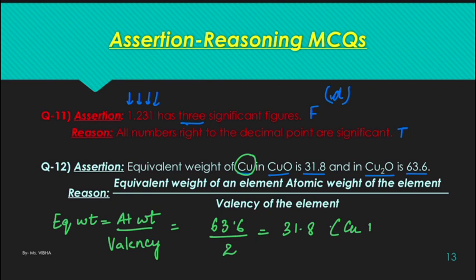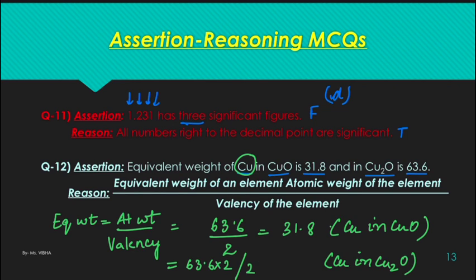This is copper in CuO. But if I have to calculate the equivalent weight of copper in Cu2O, then how do we calculate? That is 63.6 into 2 whole divided by 2. It will cancel out and the answer will be 63.6. So this statement is true, and the reason given is that equivalent weight of the element is atomic weight of the element upon the valency. Of course, this is the formula that we have used.